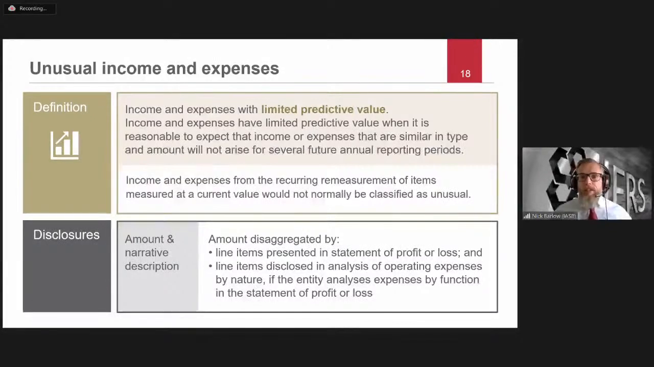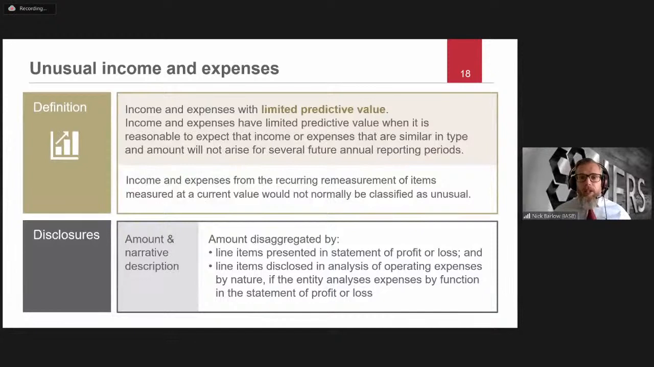And it really focused on providing information about those items that have limited predictive value. So looking forward, what are those items that will not recur into the future? The definition that's provided to try and gain consistency is income and expenses that have limited predictive value. They have that when it's reasonable to expect that income and expenses that are similar in type and amount will not arise for several future reporting periods. Now there is a level of judgment, obviously, that would be incorporated in that, but all entities would be using the same definition when coming to those judgments.